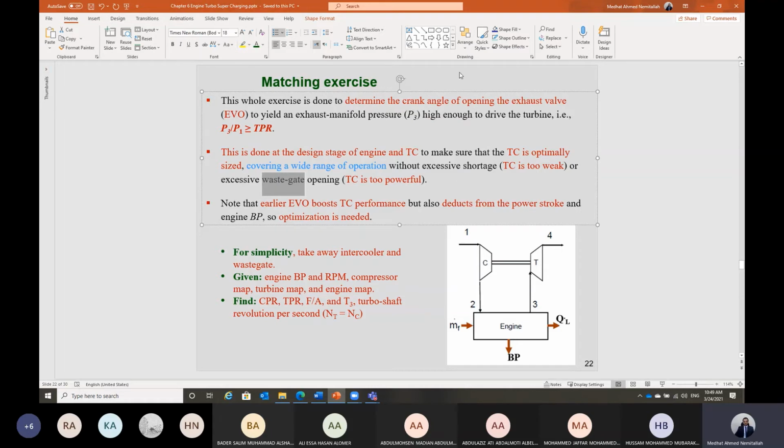But how can we do this matching exercise? So for simplicity, first of all, we can just take away the intercooler and the wastegate. The intercooler, which is after the compressor here, we should have an intercooler. I will just exclude it from this cycle. Which its function is to do what, the intercooler?